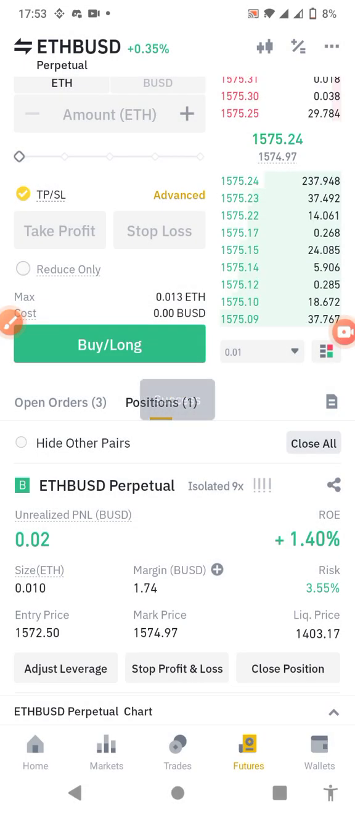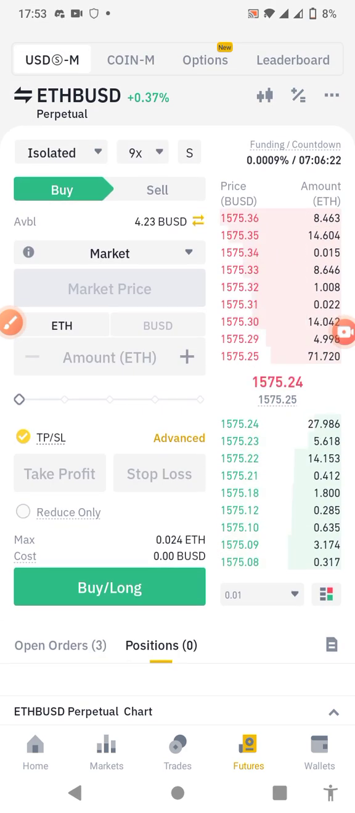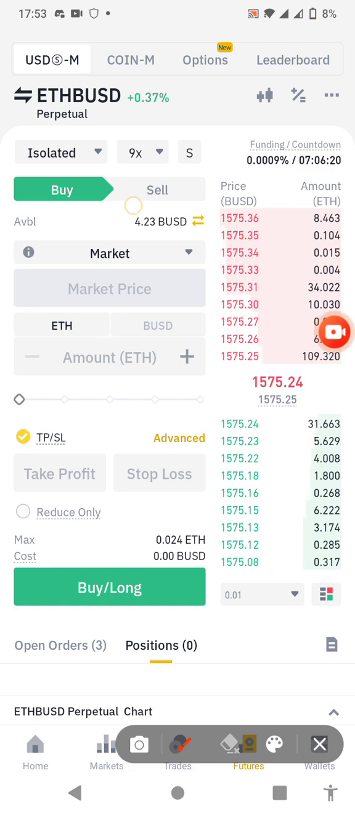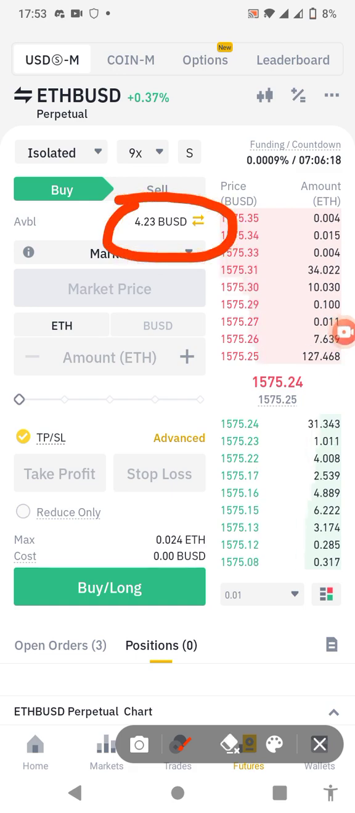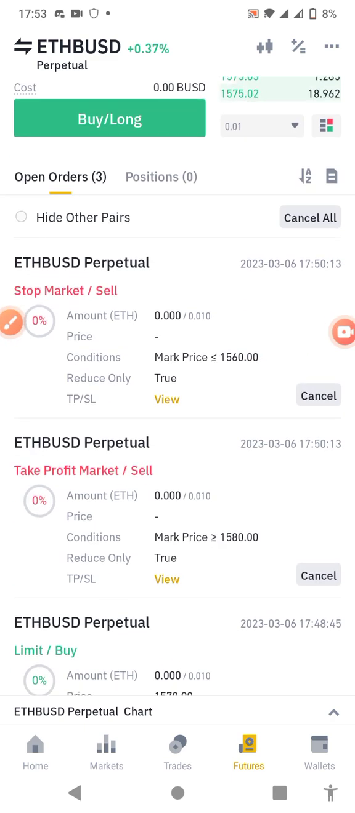Then confirm. By confirming, you can see now I'm left with 1.57. The balance was 2 point something BUSD before. Now it is returned. That means the order has been closed, the trade has been closed. You get the gist, right? That means the trade has been closed.